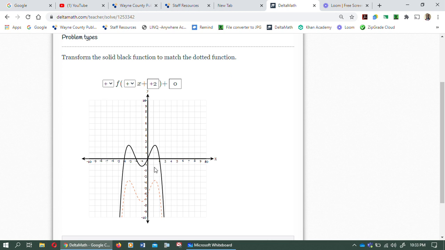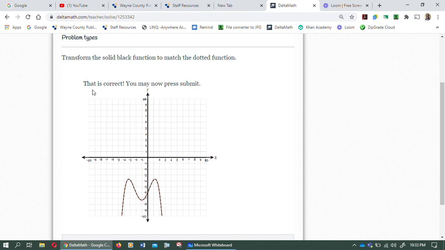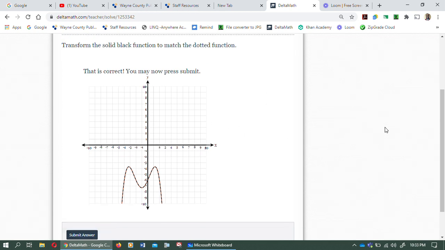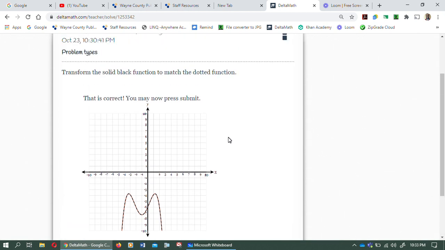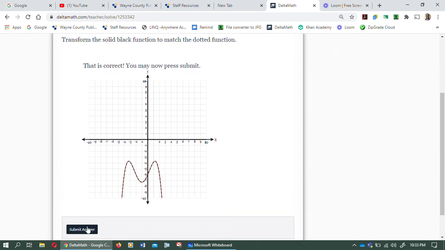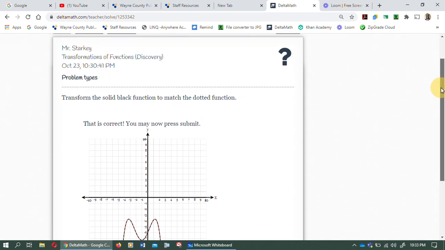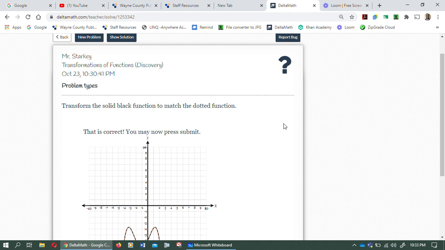That looks all right so far, and it looks like it has gone down how much? Down 6. Let's check that out. Down 6. And you can play around with it, guys, until it literally will not let you submit it until you get it so that it matches. You can play around with that function notation until you get it right. So you have no choice but to get this correct unless you give up on it.